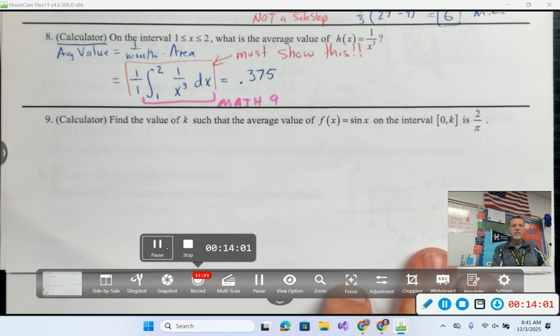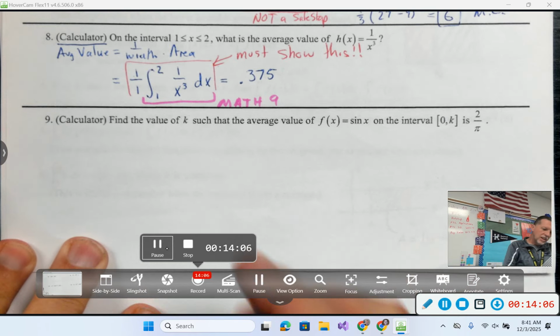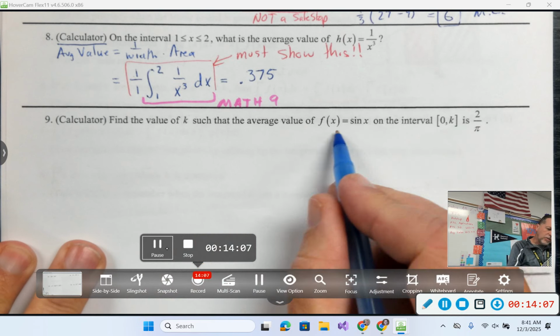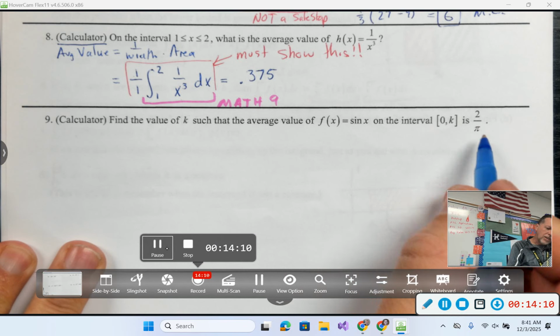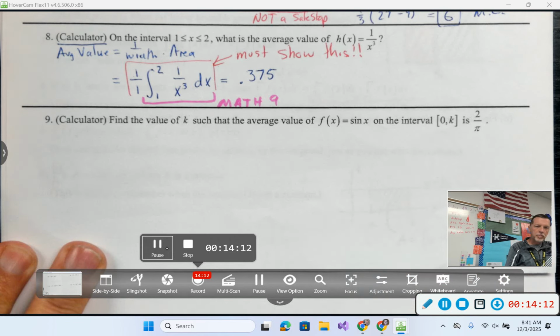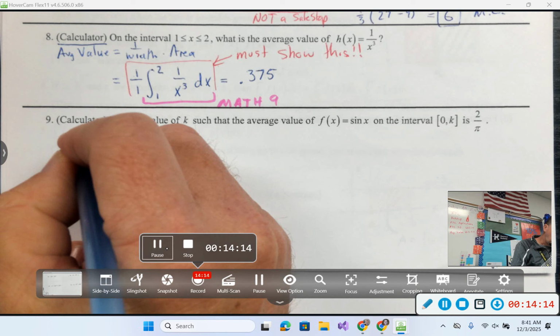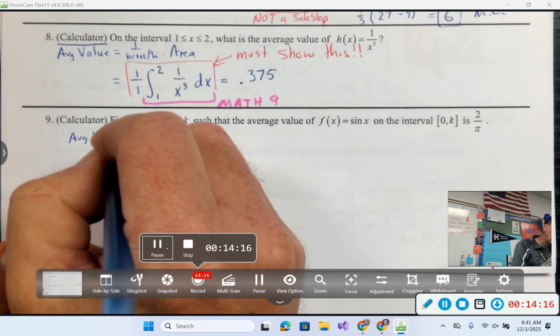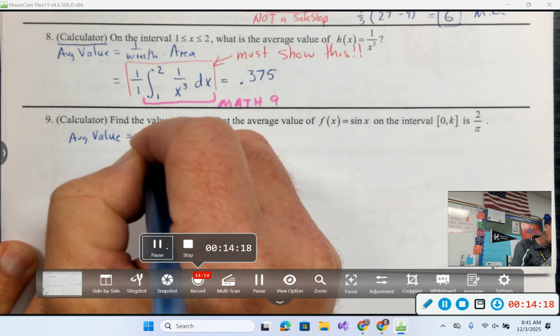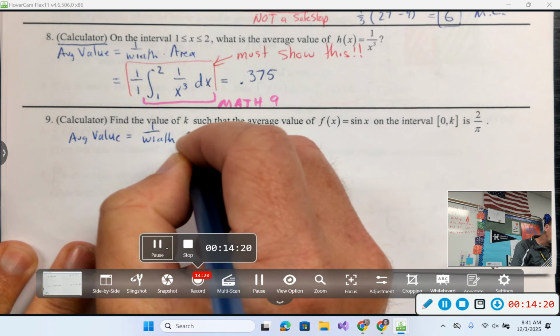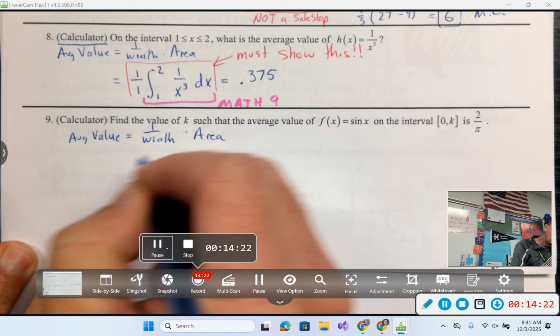Number 9. Find the value of k such that the average value of sine of x on 0 to k is 2 over pi. Alright, well, again, I'm going to back all the way up to average value is 1 over the width times the area.